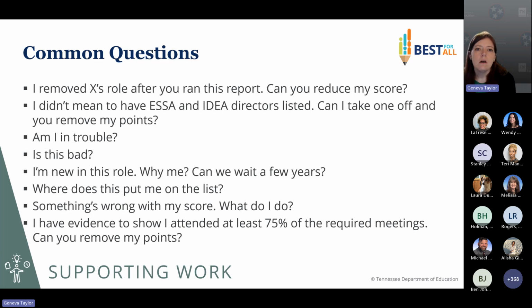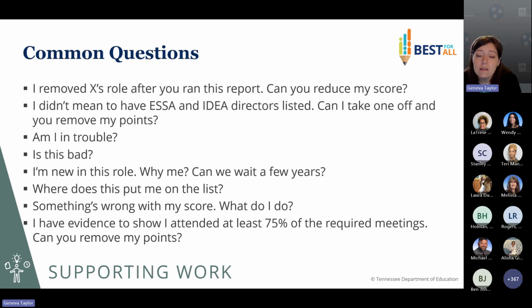A lot of times when folks are identified for level 3 monitoring, a question is, am I in trouble? And the answer is no, you are not in trouble. This is an opportunity for us to really collaborate together and determine what your needs are, what you are doing well, and where we can grow from here.